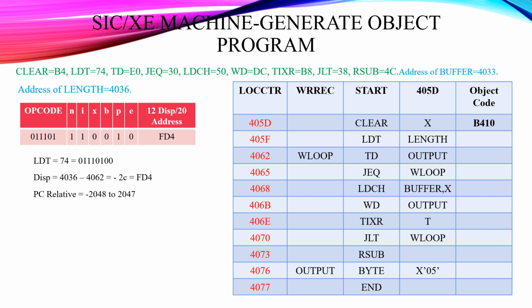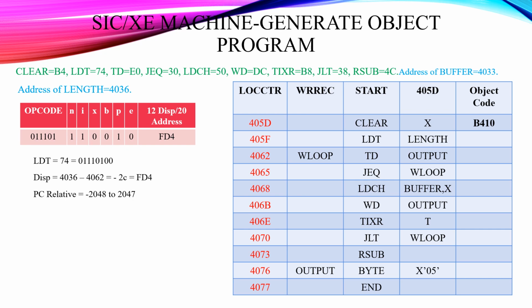So the representation of 74 is 0111010, so we need to write 011101, and then we need to calculate the displacement for the length address, where 4036 is the address of the length, minus the next instruction address of the length, which is 4062. While doing the subtraction, we get minus 2C. We have to convert it to 2's complement, where we will get the hexadecimal value FD4. The hexadecimal conversion of minus 2C is FD4.